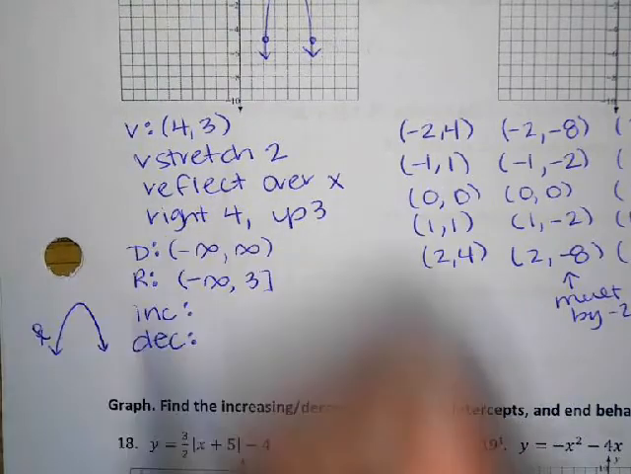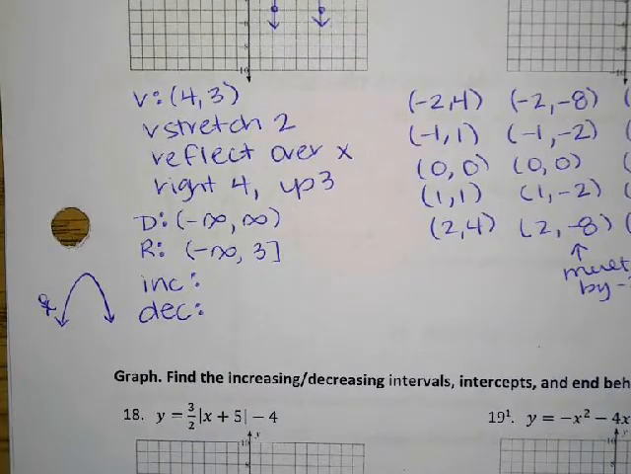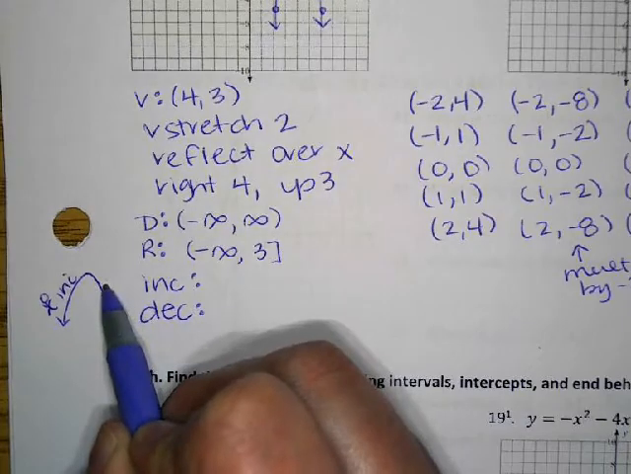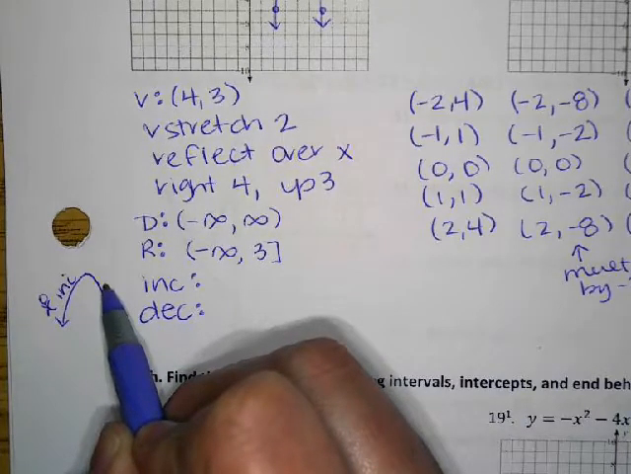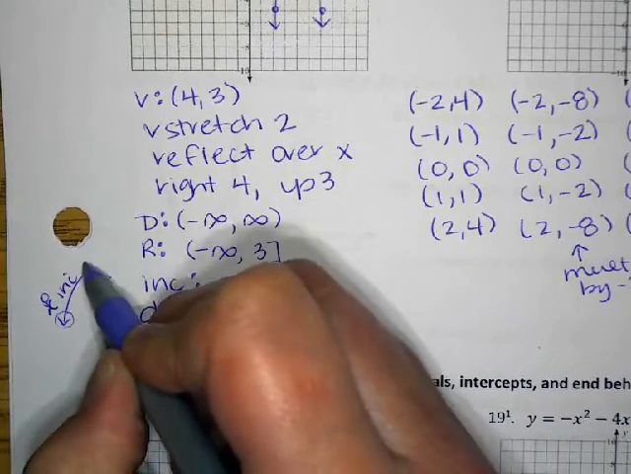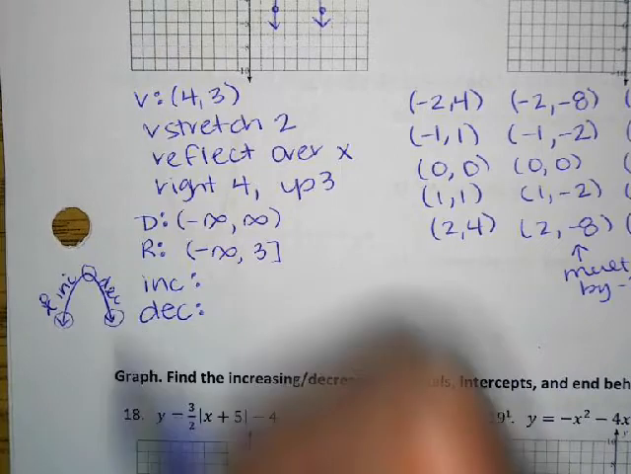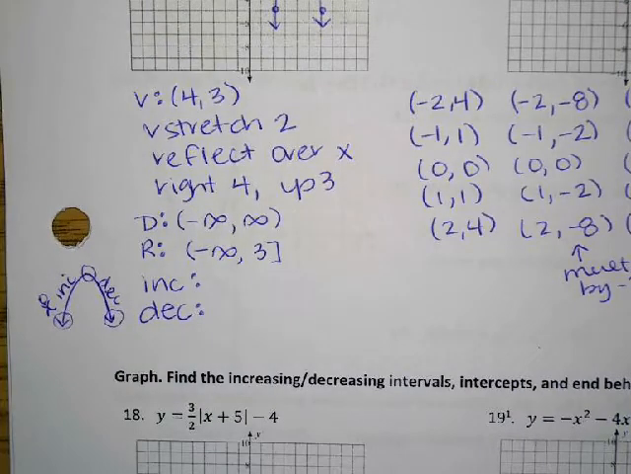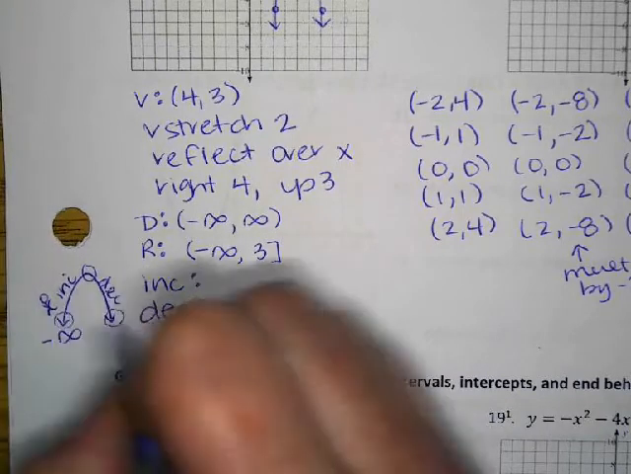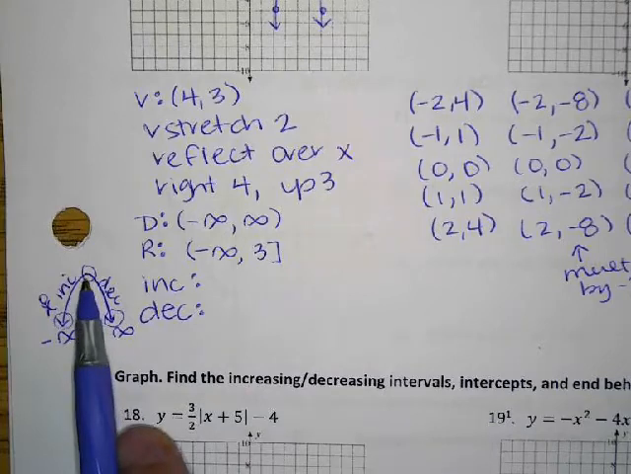If my stick figure starts walking, which way is he walking? Uphill, so that's increasing. He gets to the top, hits the vertex, and then what does he do? Goes down. Decreasing, okay. And we have to write the x value for a left arrow, the x value for the vertex, and the x value for a right arrow. So what are the x values for the arrows? Negative infinity and infinity. Left arrow, right arrow. And what's the x value for the vertex? 4.